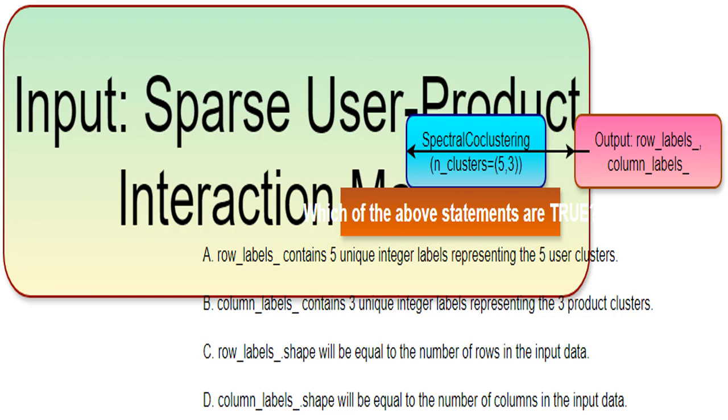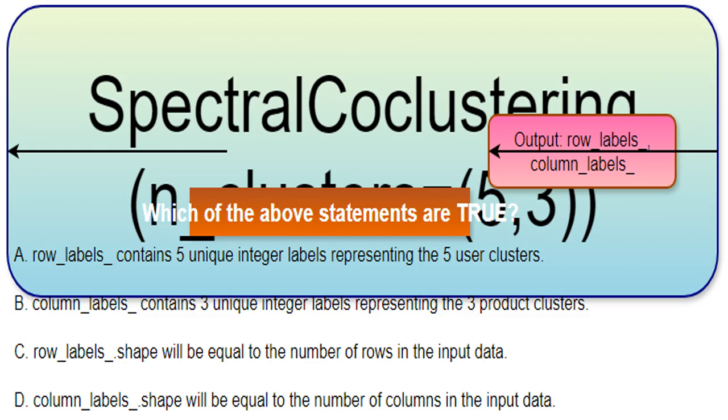This matrix shows how users interact with different products. Rows represent users, and columns represent products. A value in the matrix might show how many times a user bought a particular product. Because it's sparse, there's a lot of missing data, meaning many users haven't interacted with many products. I use the SPECTRALCOCLUSTERING algorithm from Sklearn. I tell the algorithm to find 5 clusters of users and 3 clusters of products. The 5, 3 specifies that it should find 5 row clusters, for users, and 3 column clusters, for products.